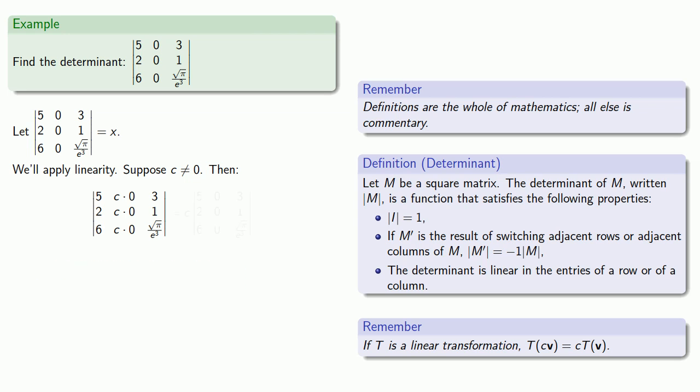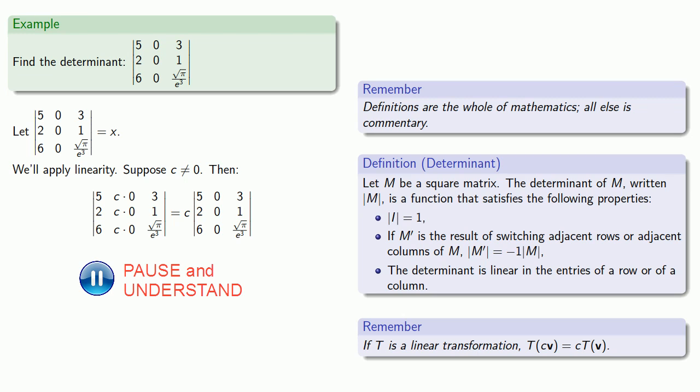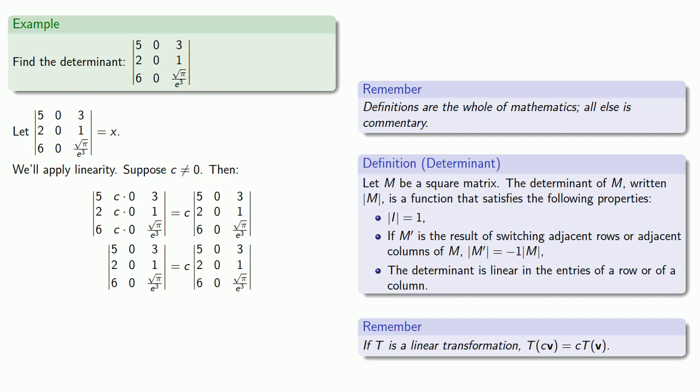Linearity says that I'm going to get c times the determinant. But let's do a little simplification. This second column over on the left is all c times 0, so it's still 0. And on the right, I have the same matrix that I started with. So remember, x was the value of the determinant. And so that gives me the equation x equals cx. And so I'll solve for x, and I have my determinant.